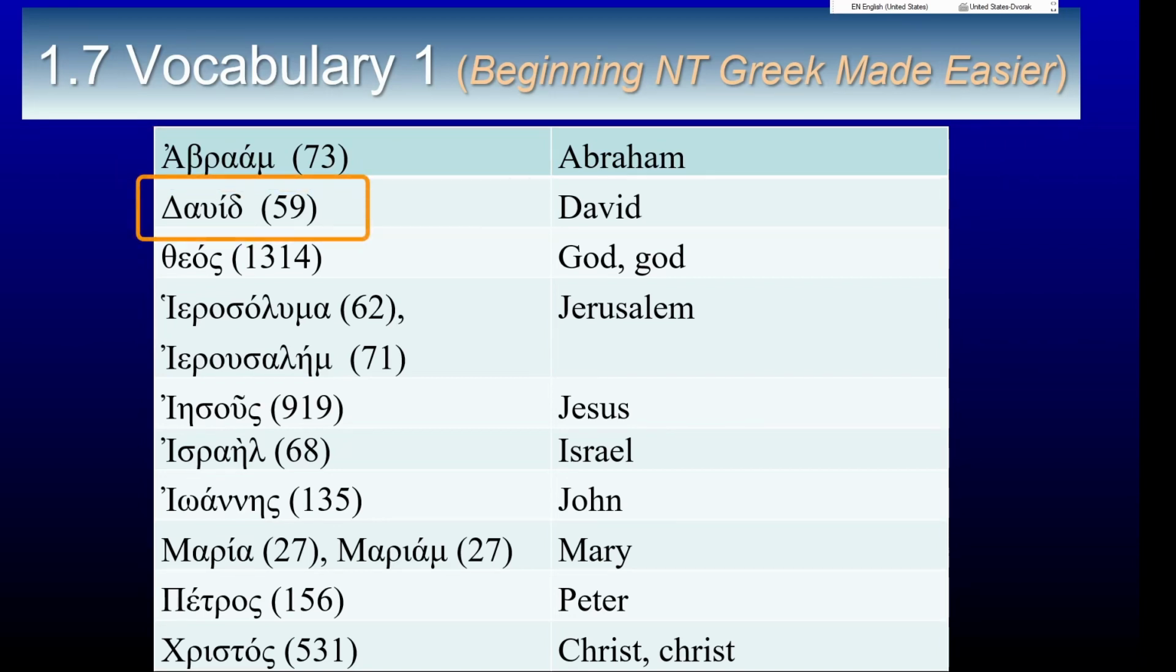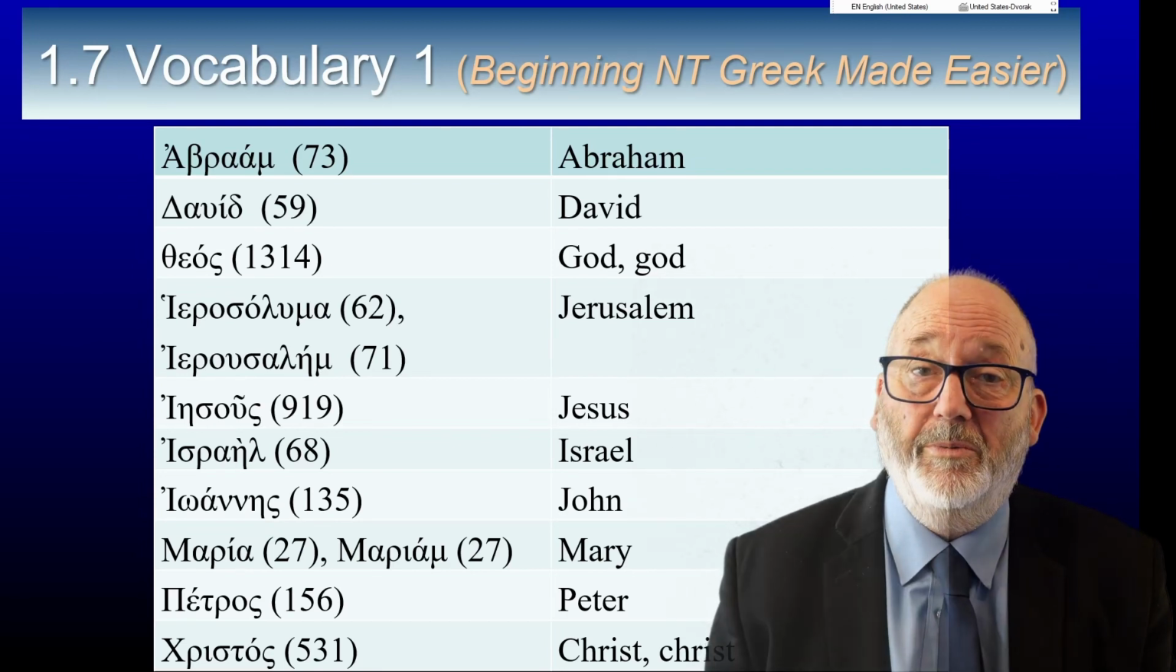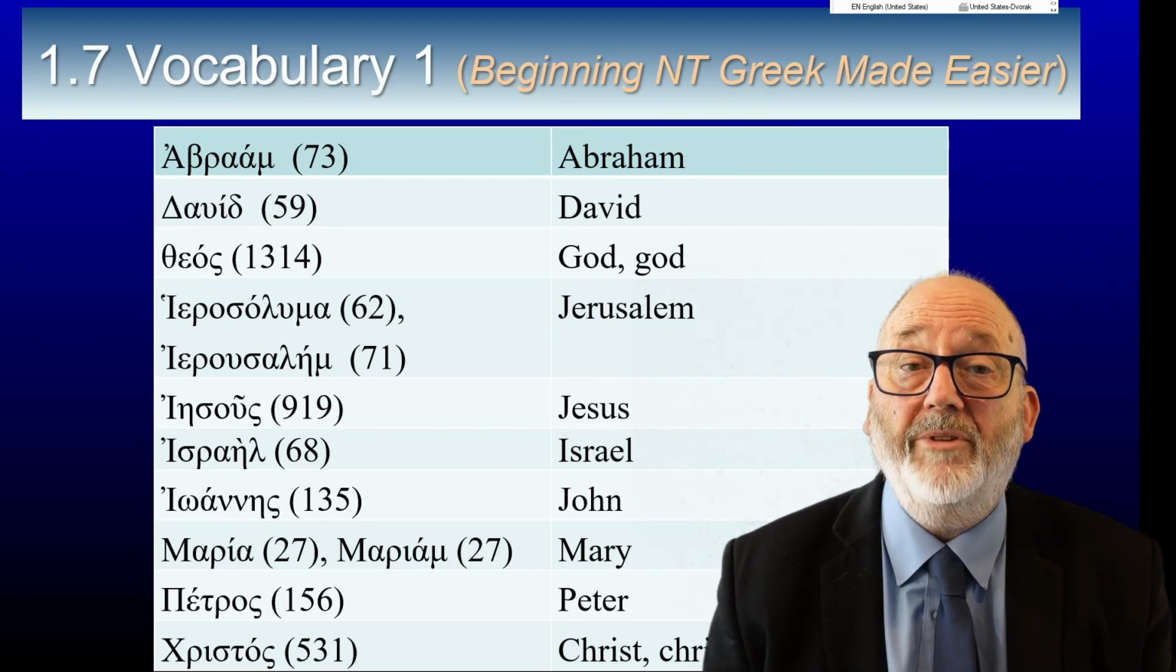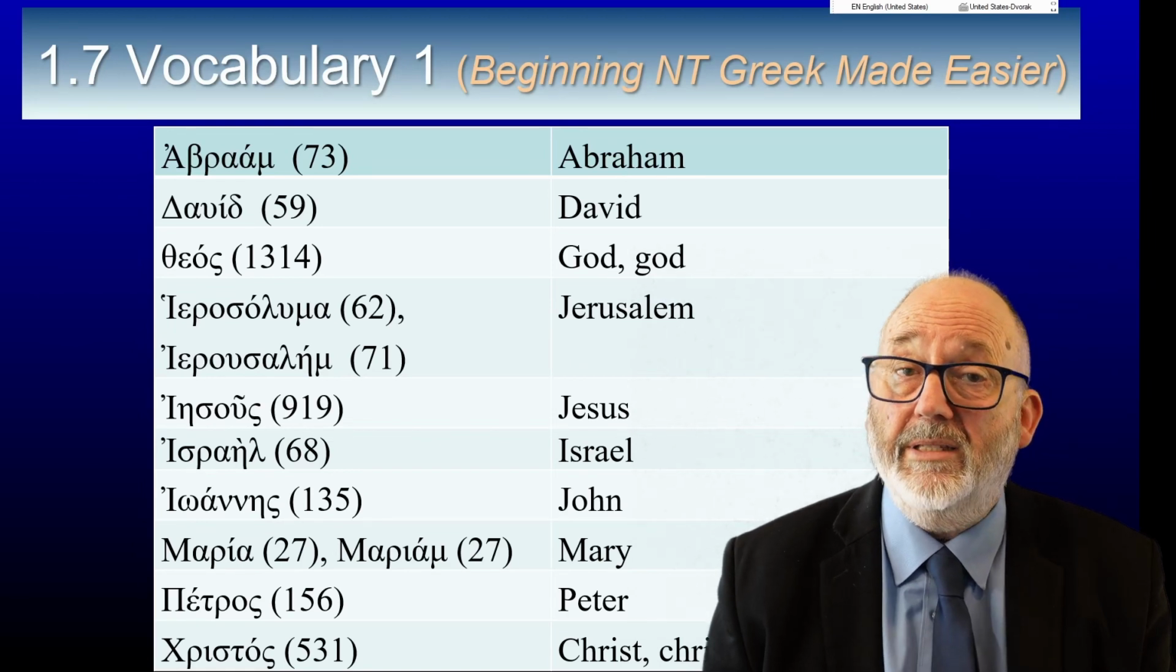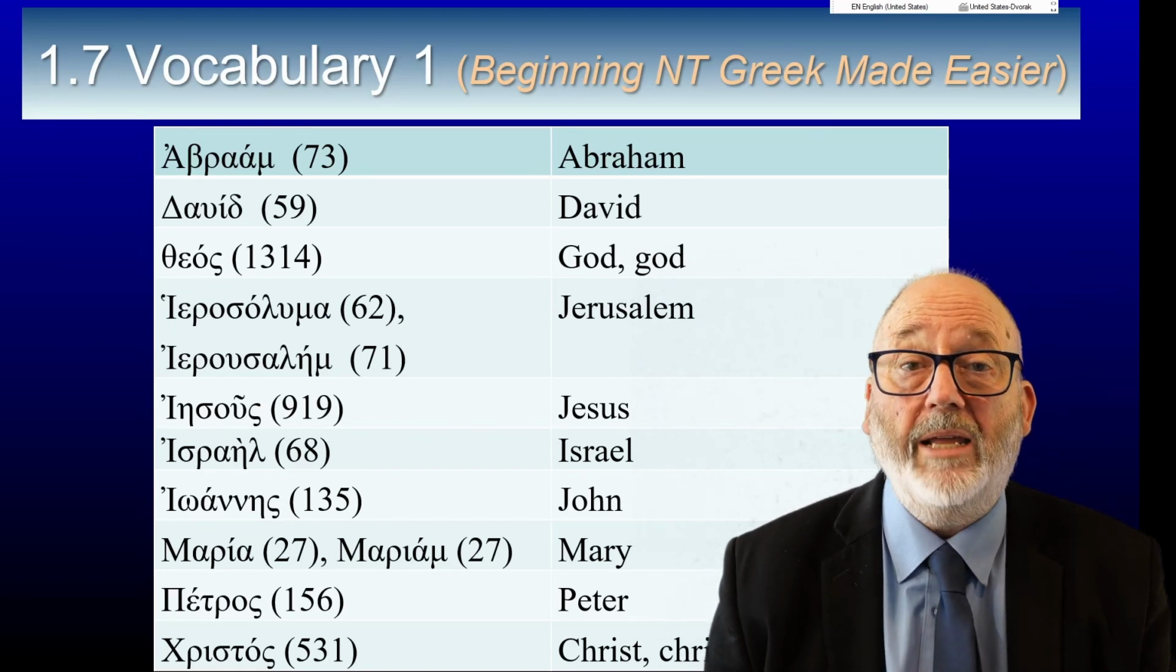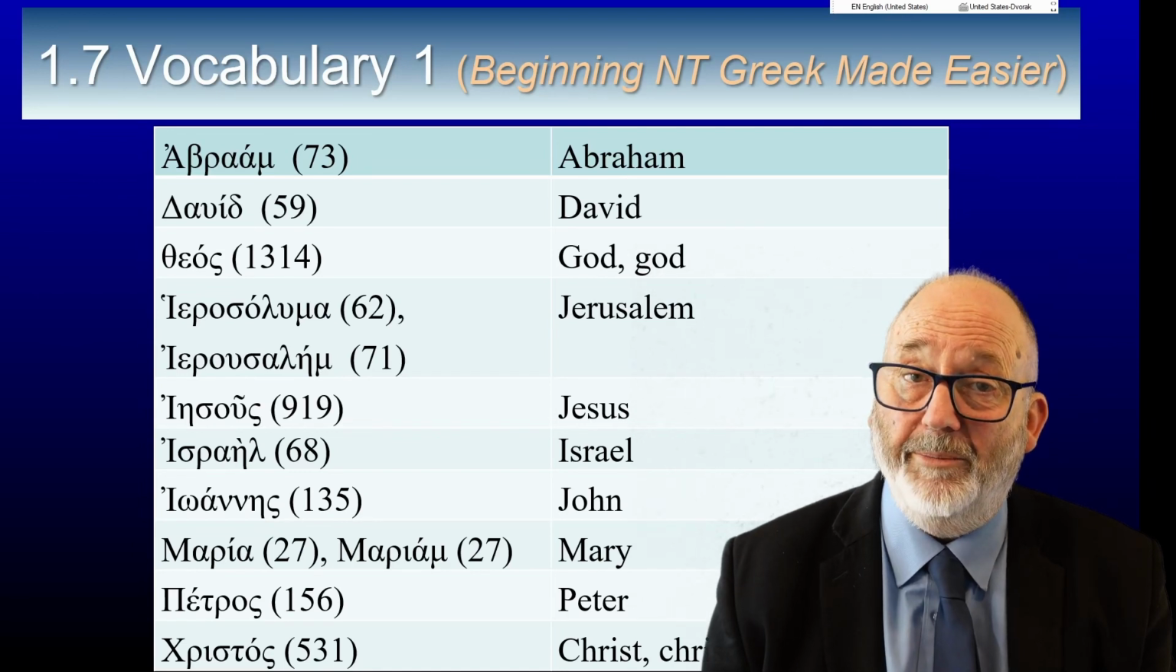The next word begins with a capital delta. D. Then an alpha for a, but it's a diphthong, so it's alpha upsilon, ow. And then an iota, an I sound, or an S sound, it can be either. And then a delta, which is a d sound, Dawid. And surprisingly enough, the first word, Abraham, is the name of a person, Abraham. And the second word, Dawid, is the name of a person, the name of David.